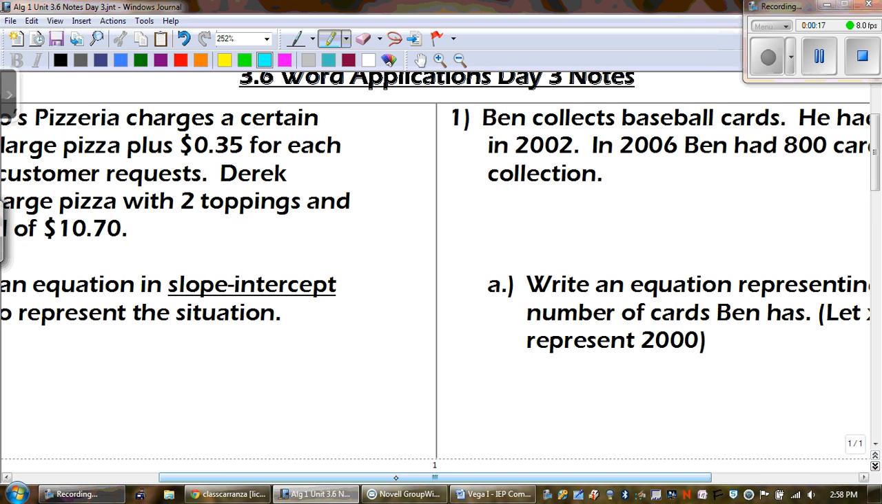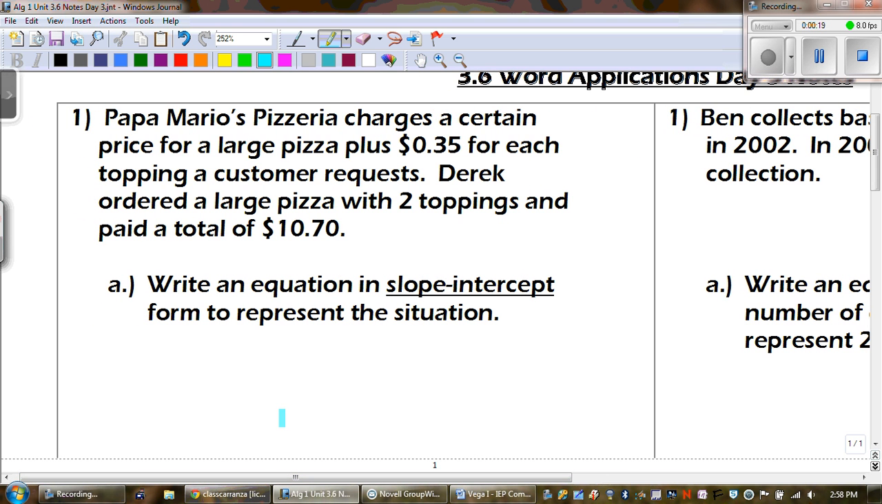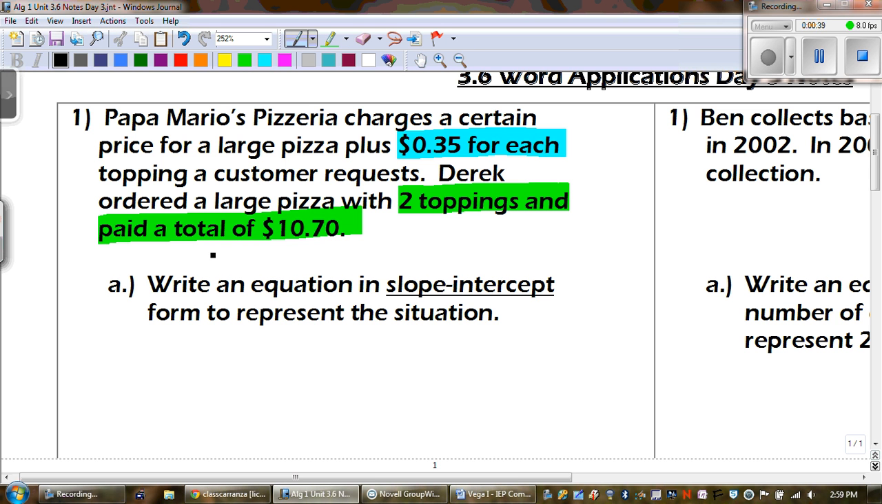Problem number 1 on the left. It says Papa Mario's Pizzeria charges a certain price for a large pizza plus, sounds important, 35 cents for each topping a customer requests. Derek ordered a large pizza with 2 toppings and paid a total of $10.70. Now, before we get started with this, we need to know what is our x and what is our y.